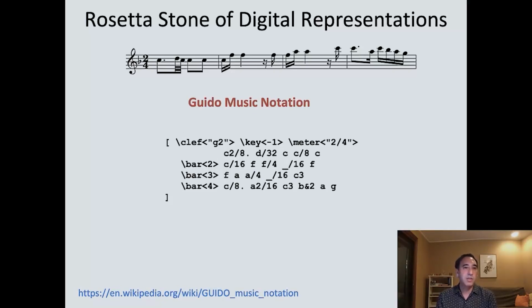This is Guido music notation, which uses backslashes to indicate certain kinds of musical elements. We can see clefs, keys, meters are encoded in here. Bar lines are explicitly encoded. And it looks like you put a slash before a beat, a duration, and there's some notes that don't have durations, but they seem to be the same duration as before, and so on. I think it looks like underscores are rests.